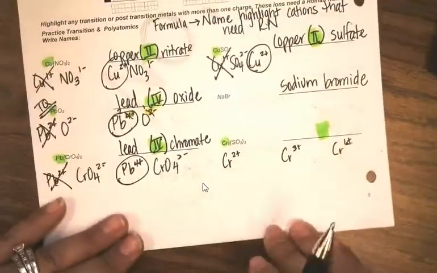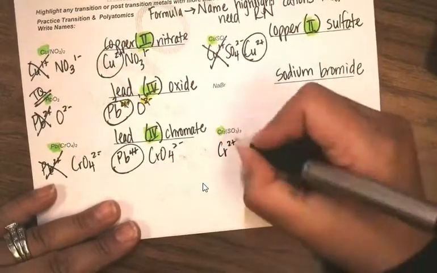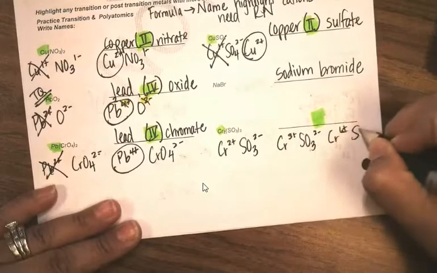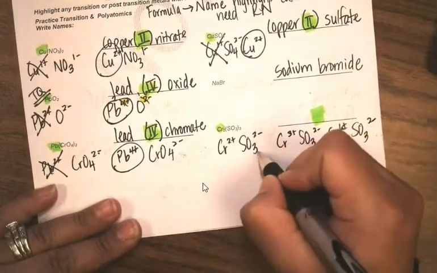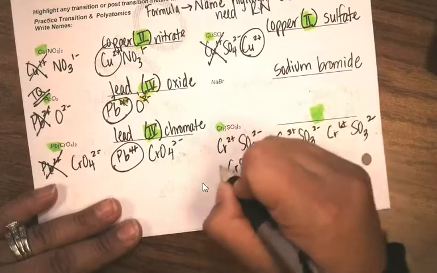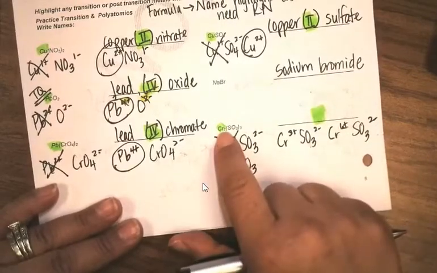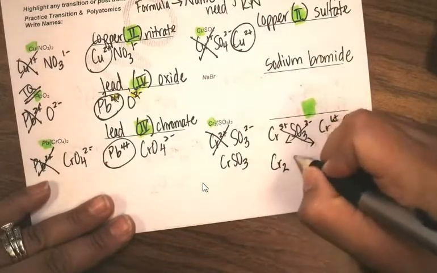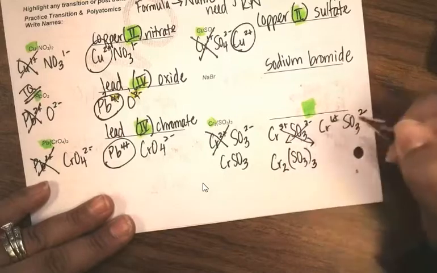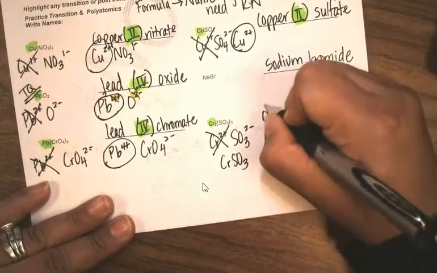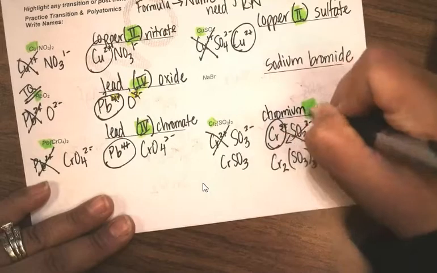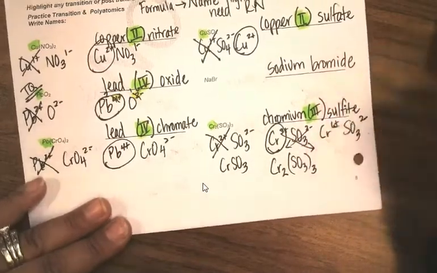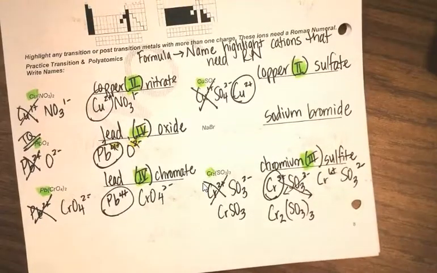Last one here, we have Cr2(SO3)3. So SO3 is 2-, right? So let's see which one it is. If I reduce crisscross, this is CrSO3. So it's not that one because I need it to be this formula. When I cross these though, because they don't cancel, I have Cr2(SO3)3. That one's it. So that is chromium, Roman numeral 3, sulfite. Okay? And that concludes our notes.